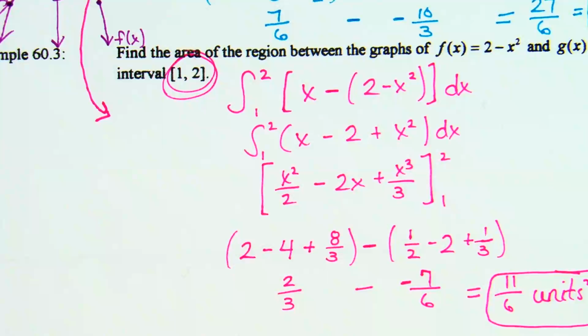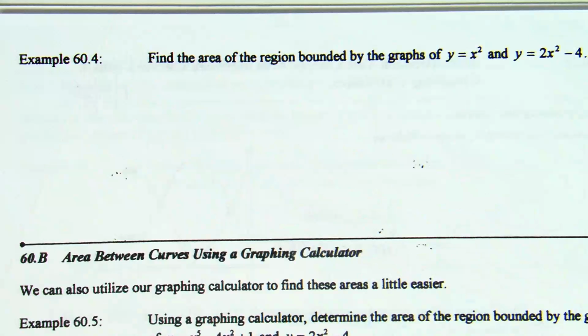Did you guys get what you needed there? Example 4. Find the area of the region bounded by the graphs y equals x squared and y equals 2x squared minus 4. So again, you're either going to have to graph them precisely enough by hand that you know, or you're going to have to use the calculator. Okay?